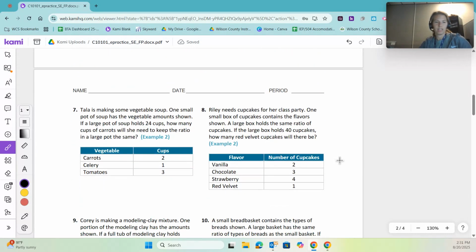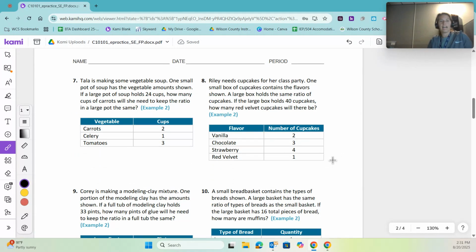Okay, and let's come down and take a look here. Tala is making some vegetable soup. 1 small pot of soup has the vegetables amount shown. If the large pot of soup holds 24 cups, how many cups of carrots will she need to keep the ratio in the large pot the same?